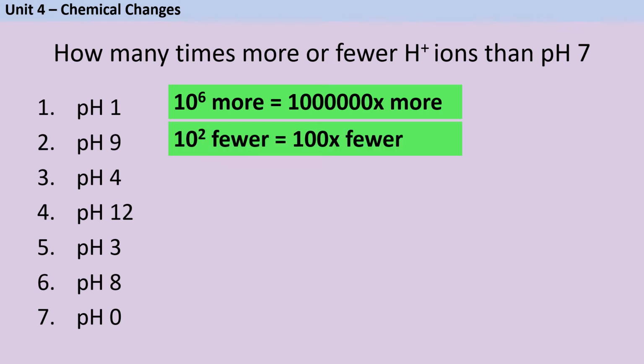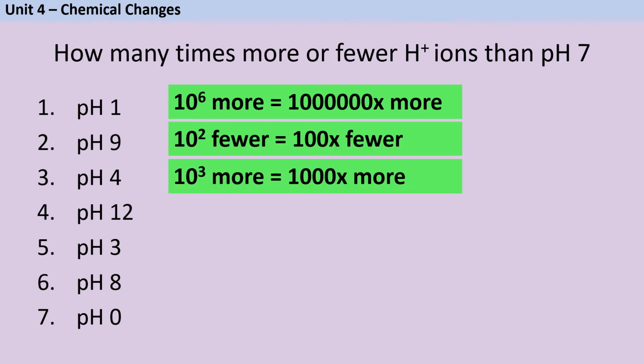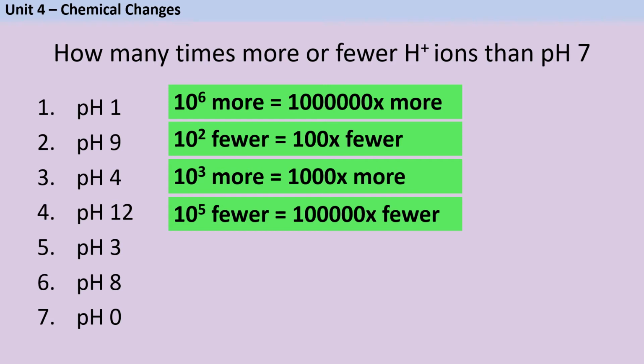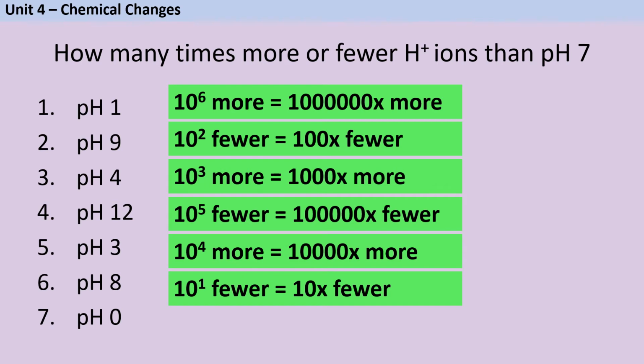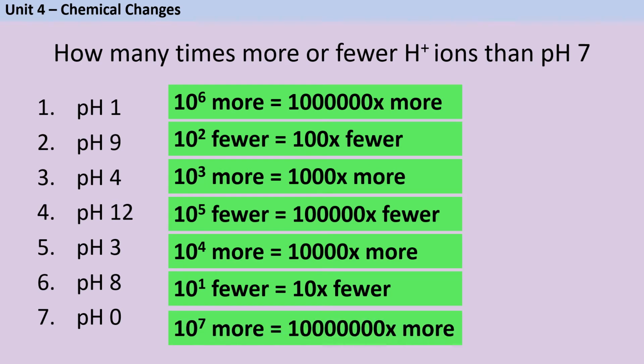Using the same method, we can see that pH 4 will have 10 to the 3 times more hydrogen ions, pH 12 will have 10 to the 5 times fewer, pH 3 will have 10 to the 4 times more, pH 8 will have 10 to the 1, so just 10 times fewer, and finally pH 0 would be 10 to the 7 or 10 million times more hydrogen ions.